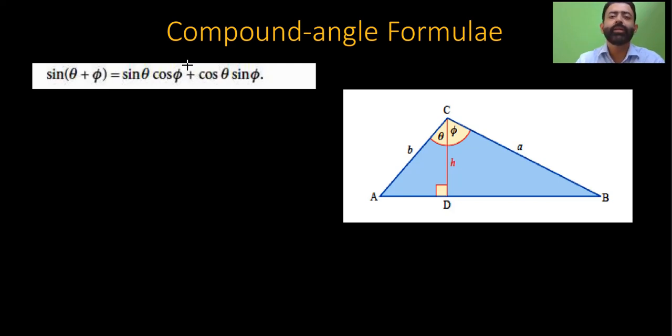So let us quickly derive how we have arrived at this formula, right? We have been given a triangle ABC, which is right angle at D. We have been given an altitude CD, so this is the height of this triangle whose base is AB, and this is your theta angle, and this small angle is phi angle. This whole angle ACB is theta plus phi, and these sides are A and B.